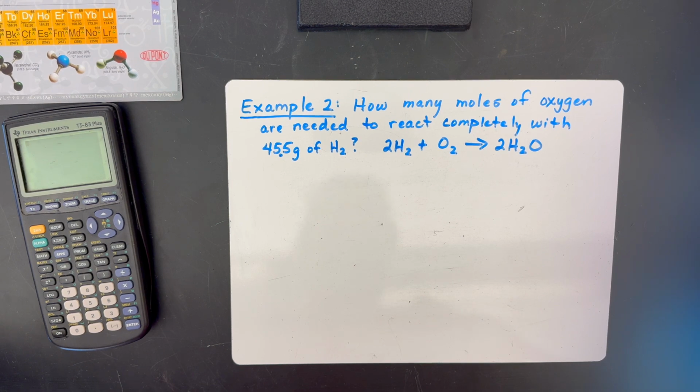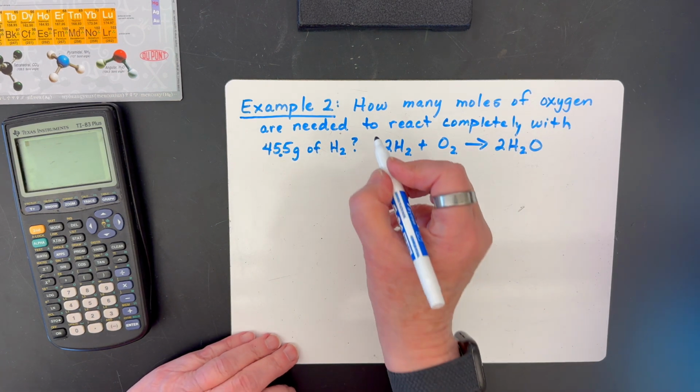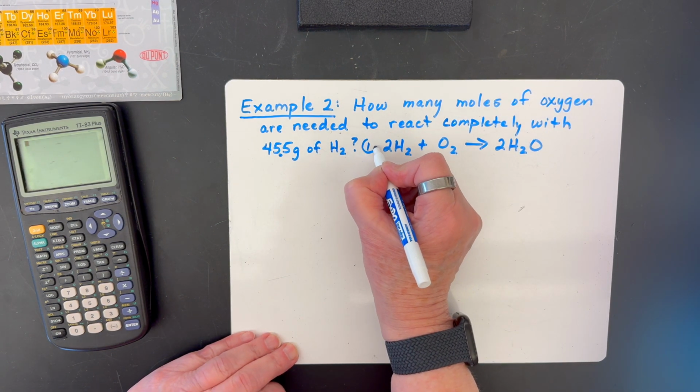Here is a second example problem. How many moles of oxygen are needed to react completely with 45.5 grams of hydrogen? And we are given the balanced equation. So step 1, we have already been given, and so we don't need to worry about that. So this is step 1, balanced equation.